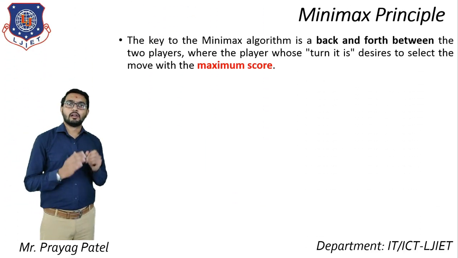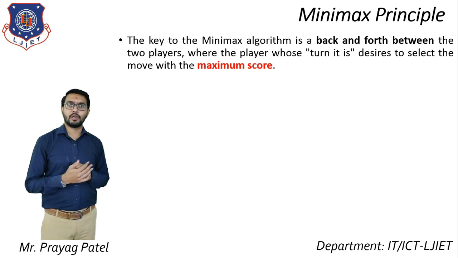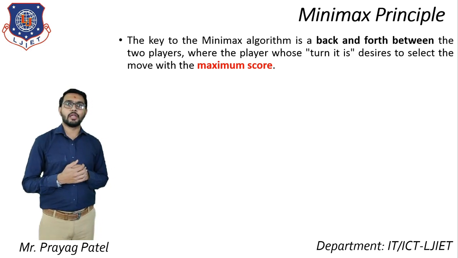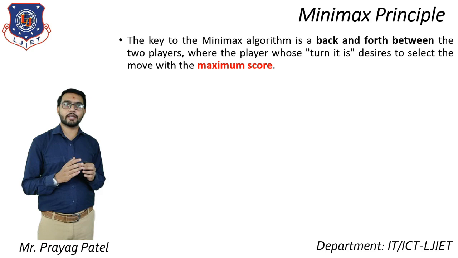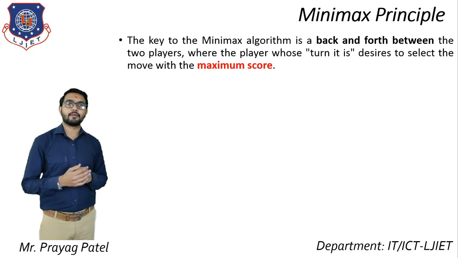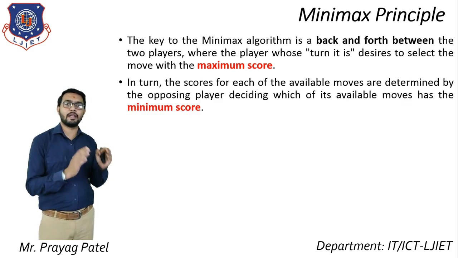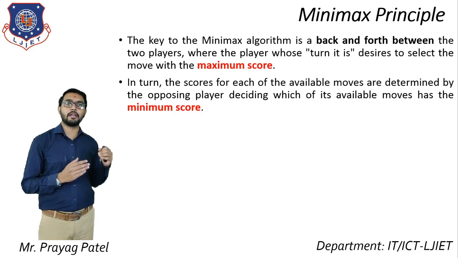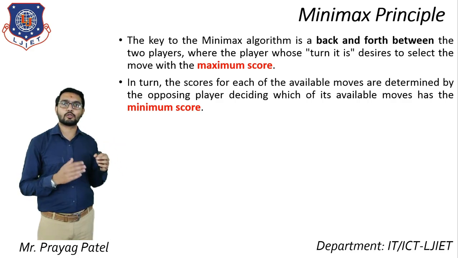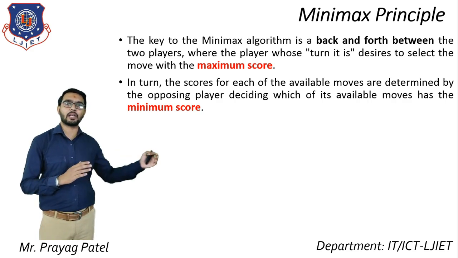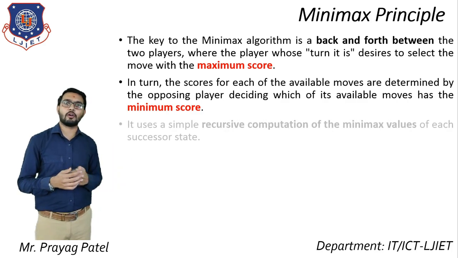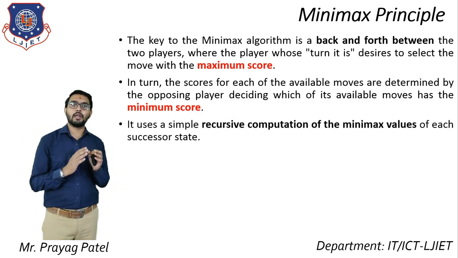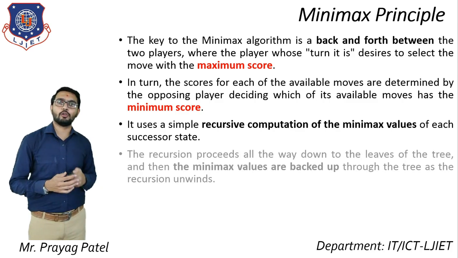Now consider how the minimax principle will work. The key to the minimax algorithm is going back and forth between the two players, where the player whose turn it is decides to select the move with the maximum score, meaning your target is to find the maximum profit. In turn, the score for each of the available moves is determined by the opposing player deciding which of the available moves has to minimize cost, meaning your target is to get the maximum profit, and your opponent's target is the reverse of your target. So it uses a simple recursive process to find the solution.